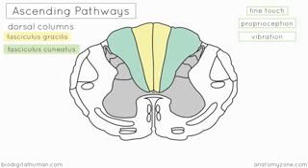Now how do you remember which one is medial and which one is lateral? In yellow we've got the fasciculus gracilis, and in green we've got the fasciculus cuneatus. How to remember this is that your arms are lateral to your legs, and you know from the previous mnemonic that the fasciculus cuneatus carries fibers from the upper limb. So because your arms are lateral to your legs, the fasciculus cuneatus is lateral to the fasciculus gracilis in the spinal cord.